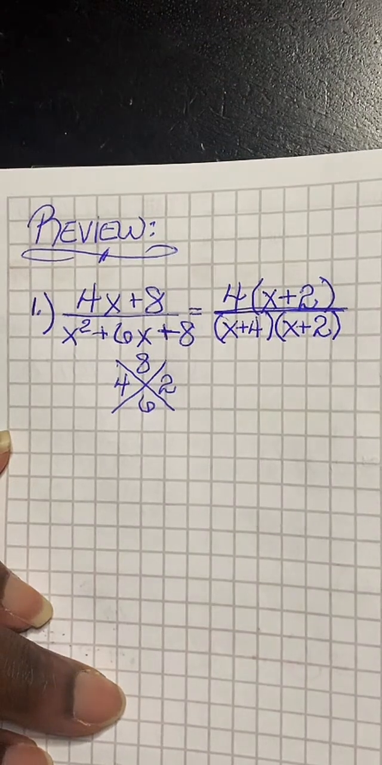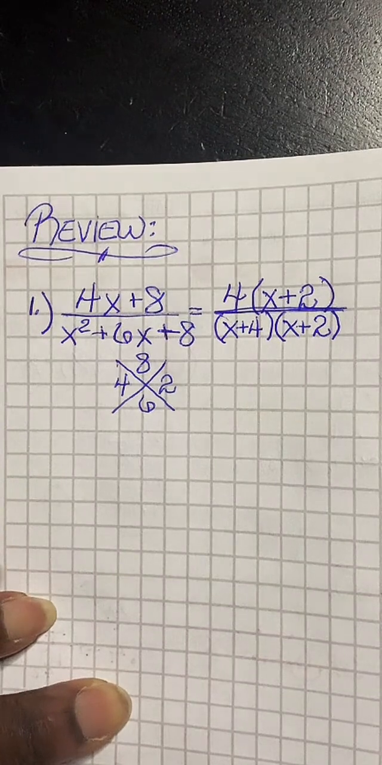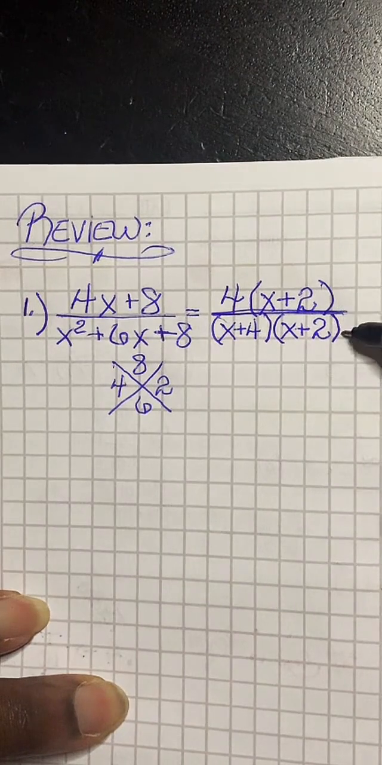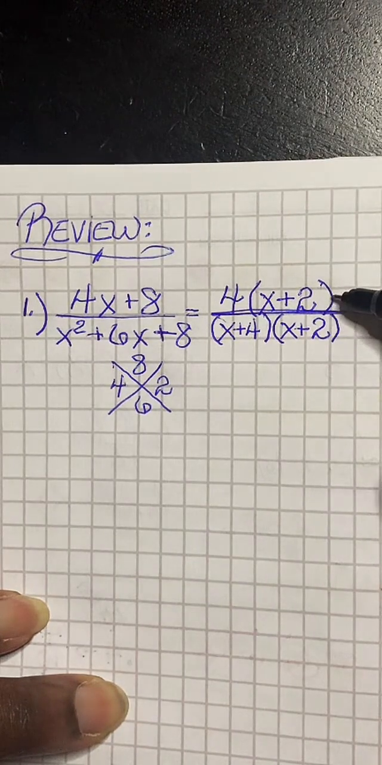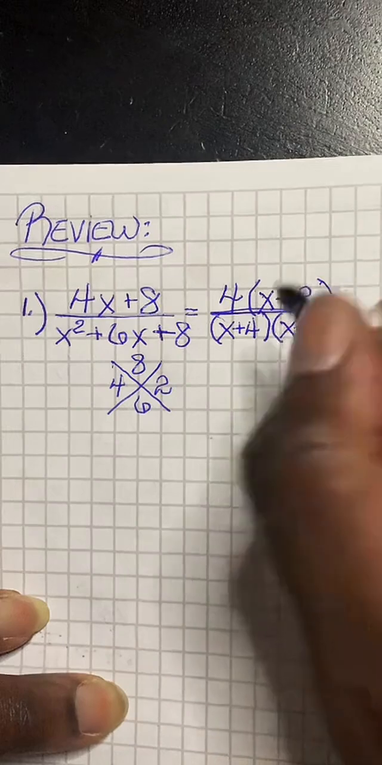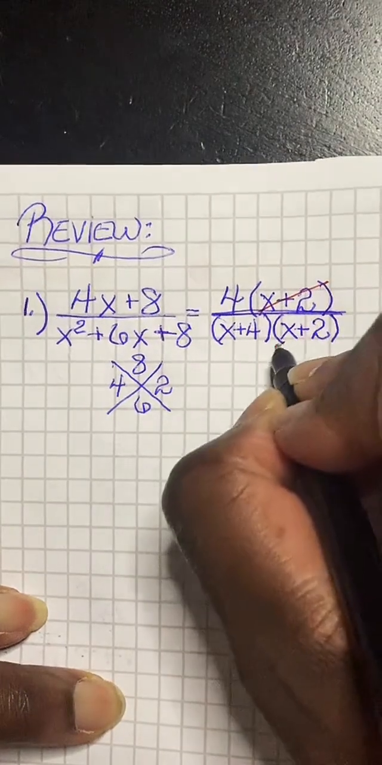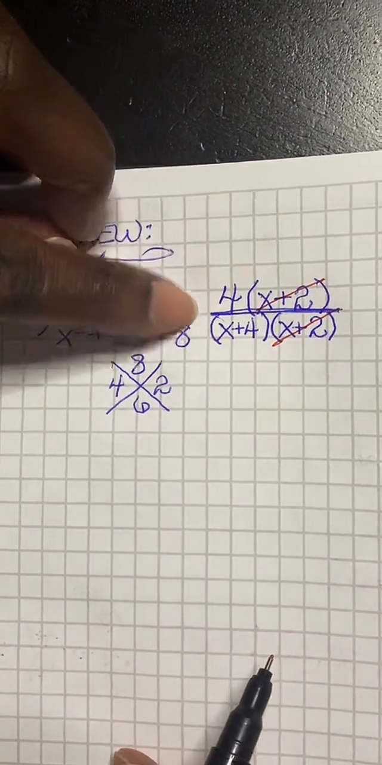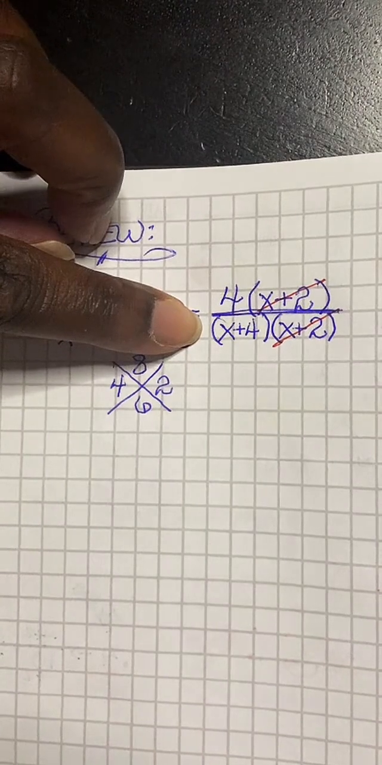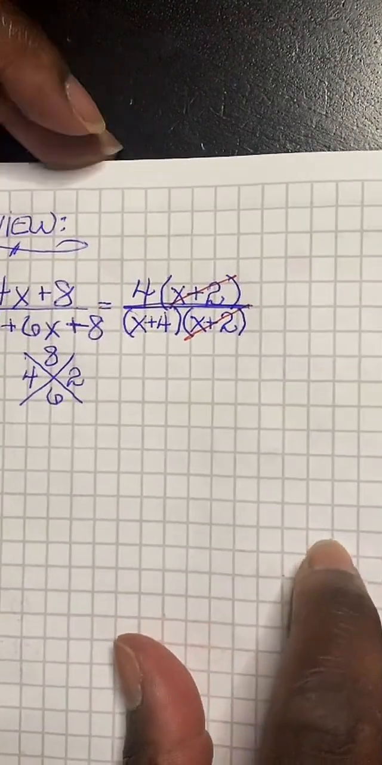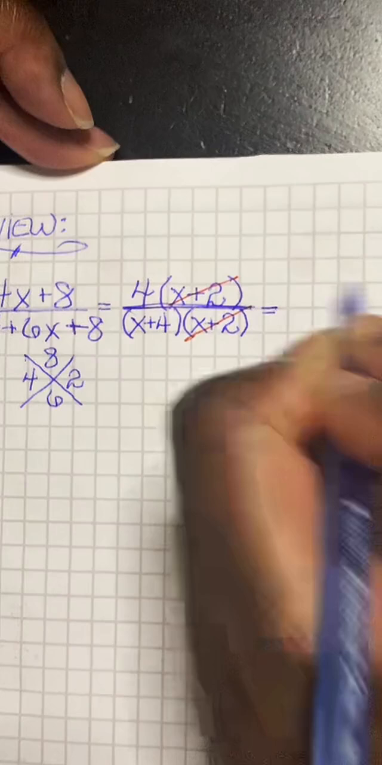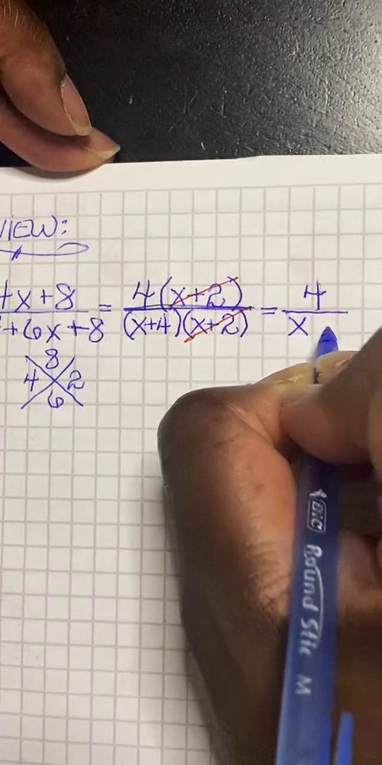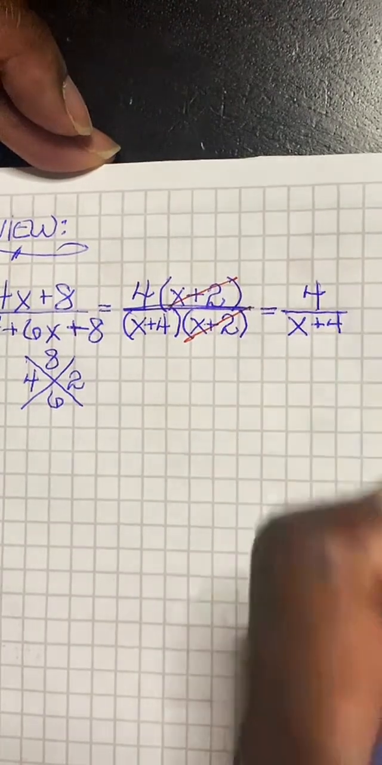Since we have multiplication going on in both places, but overall we are going to be dividing, we notice that the x plus 2's are shown in the numerator as well as in the denominator. So x plus 2 divided by x plus 2 gives me 1. Now 1 multiplied to anything is itself. So what actually remains is our 4 over, or divided by, x plus 4.